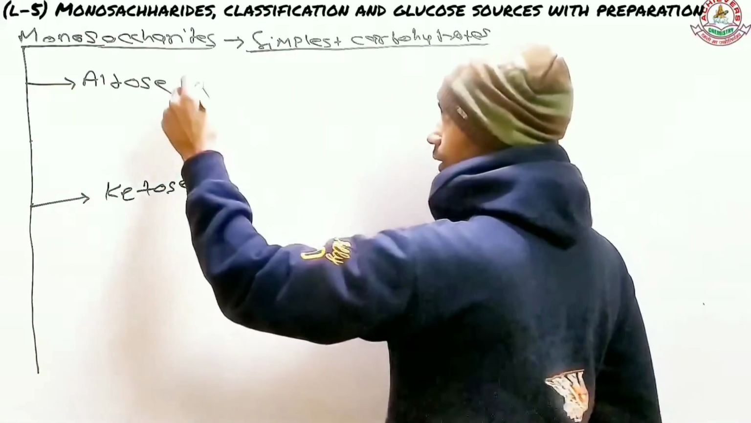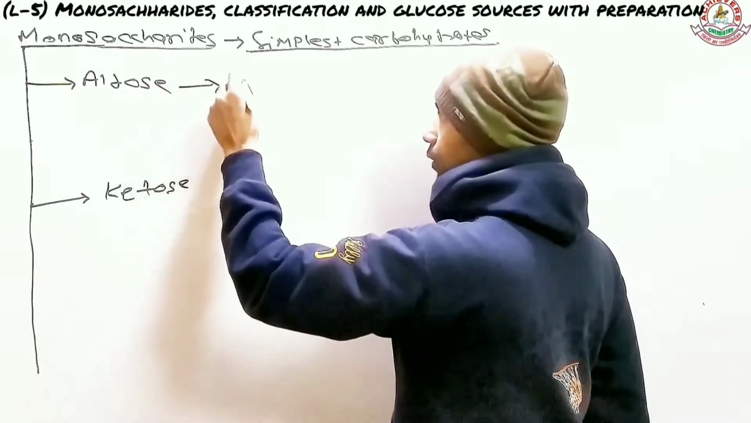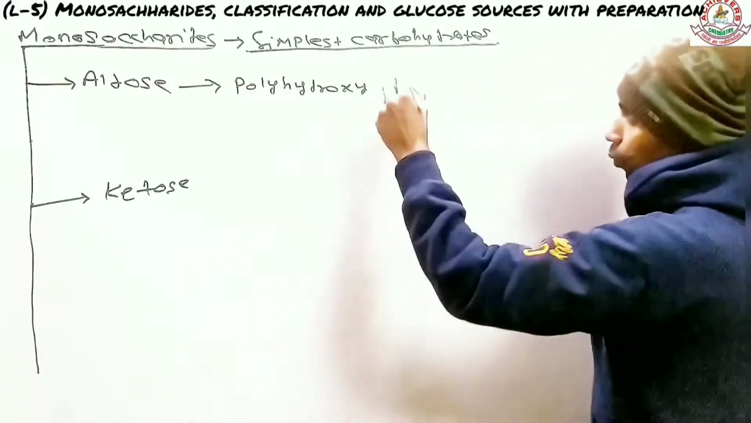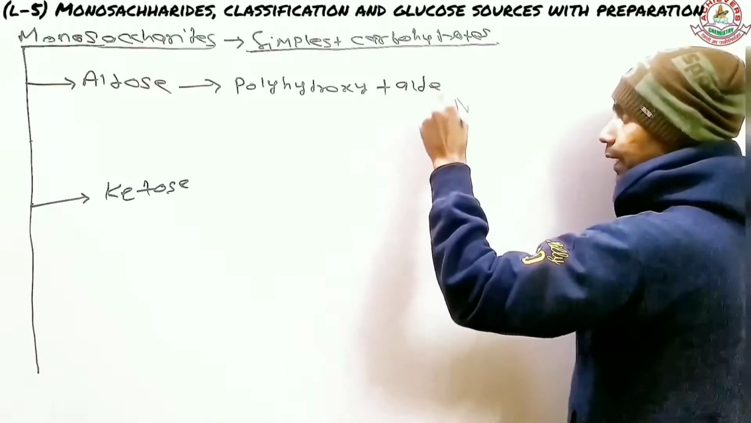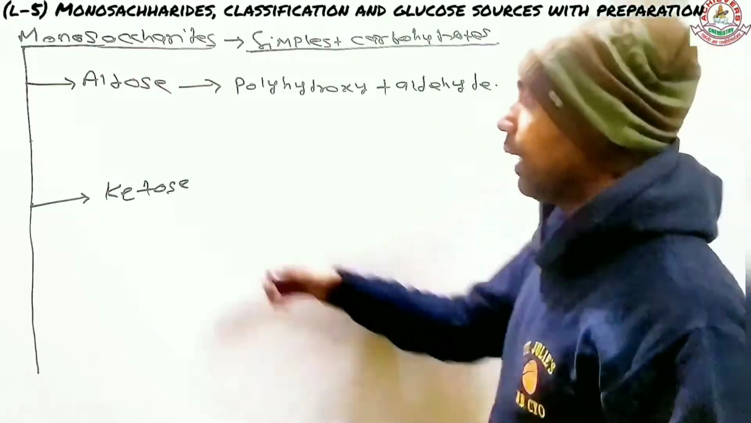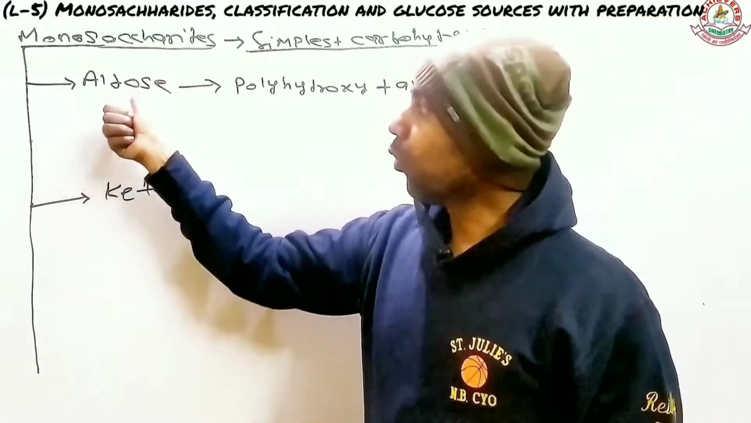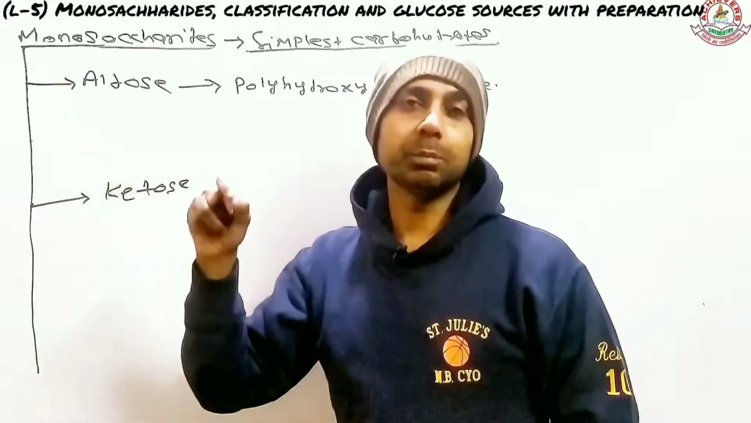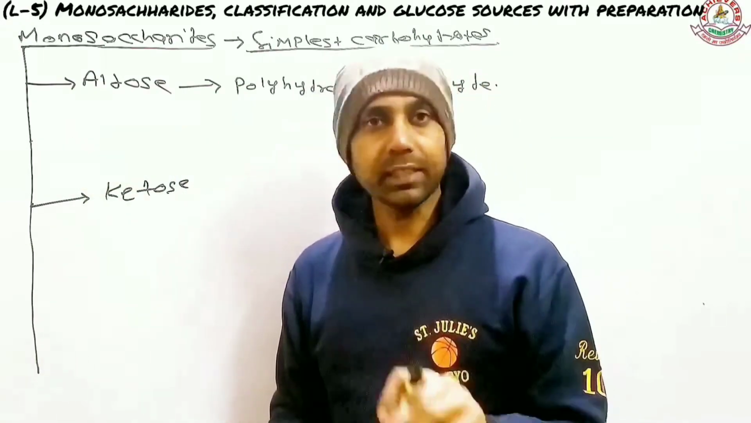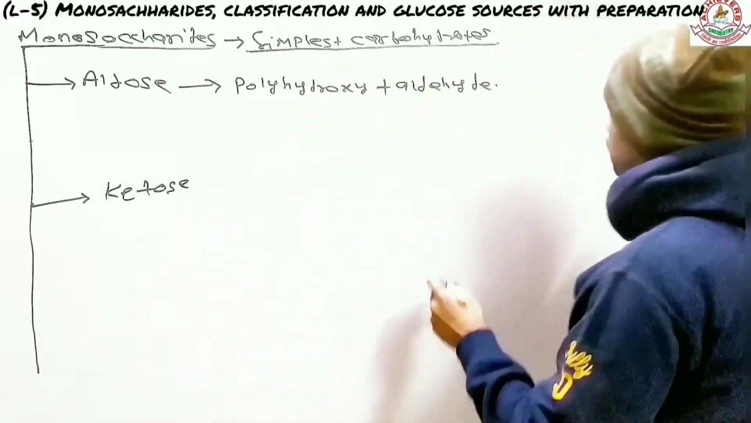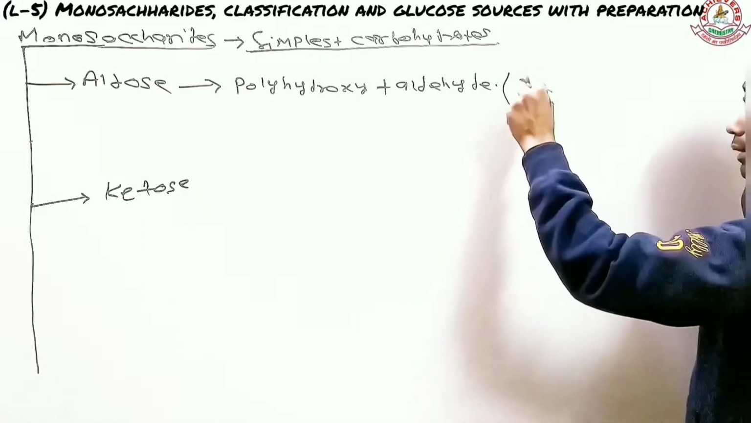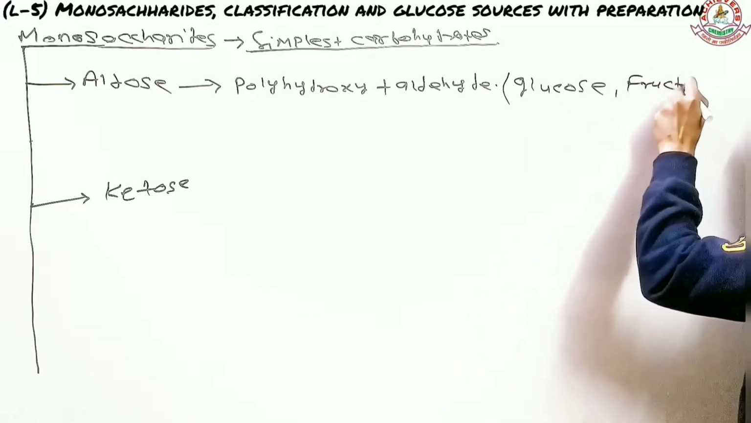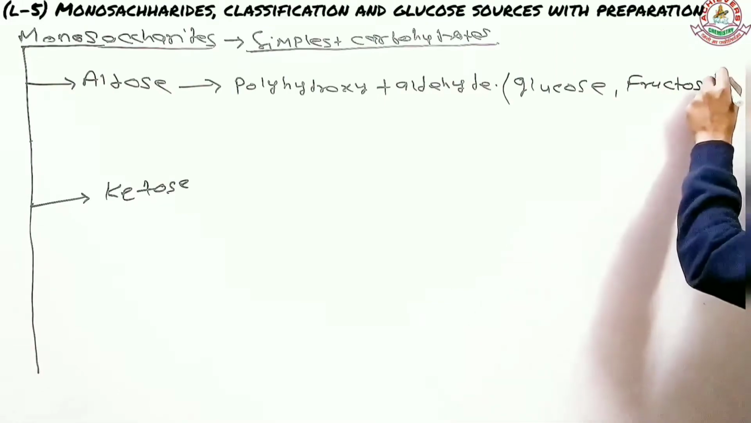Now what does aldose mean? It means that it has polyhydroxy plus one aldehyde, and that is why it is called aldose. Al refers to aldehyde and OH refers to sugar. So this is a sugar which has hydroxy groups, along with that you have an aldehyde group. Two common examples are glucose and fructose. There are so many more, but I'm completing right here.